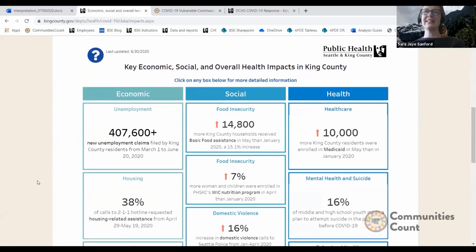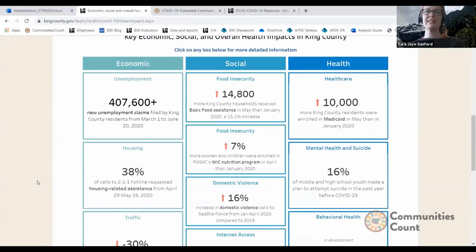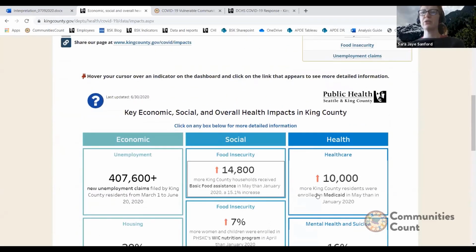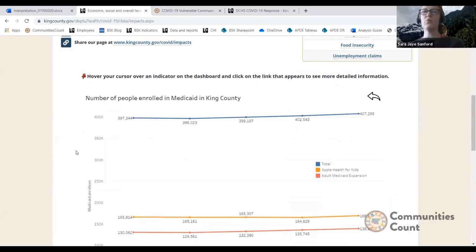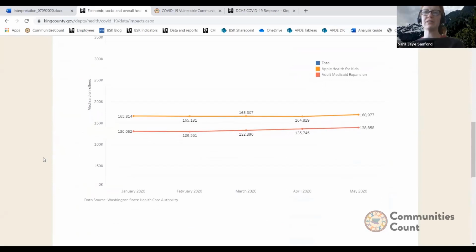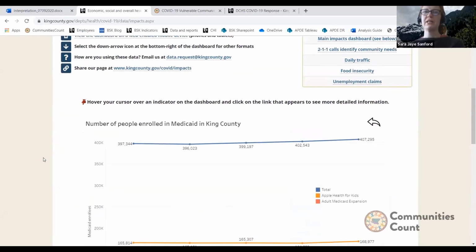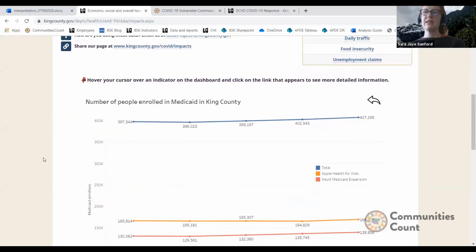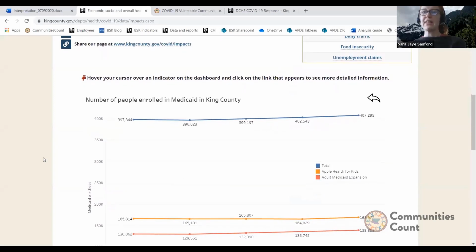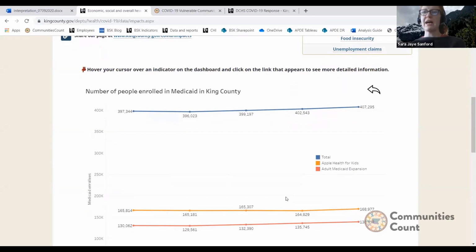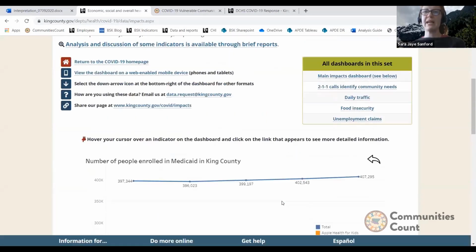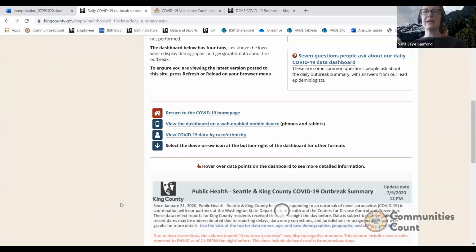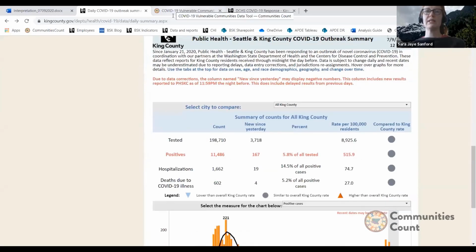All of the data in this dashboard is coming from a bunch of different places. So depending on what you are interested in, you can click through to learn more about that. What is available will be different for each of those topics depending on the data that's available. Here we have some data about increase in Medicaid enrollment, broken down by adults and Apple Health for kids. In this case, the only breakdown I'm seeing is by age, but that will vary by each source.